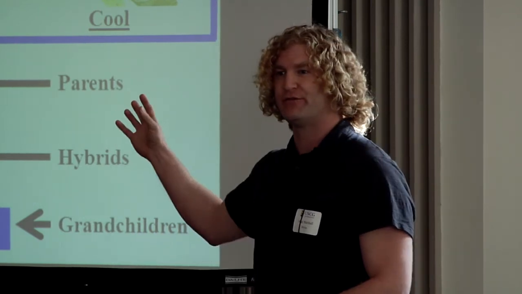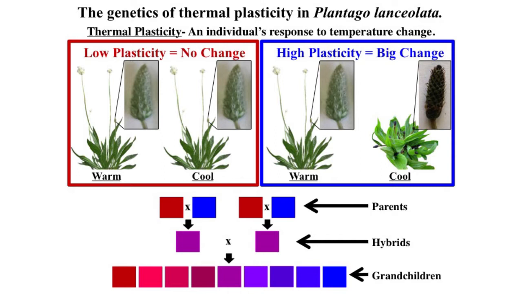To get at the genetics of thermoplasticity, I've crossed low and high plasticity individuals to produce hybrids that have 50% of each parent's DNA. Then I crossed both hybrids to produce 500 grandchildren, shown here. Of these grandchildren, some have very low plasticity, some have very high plasticity, but most are somewhere in the middle.